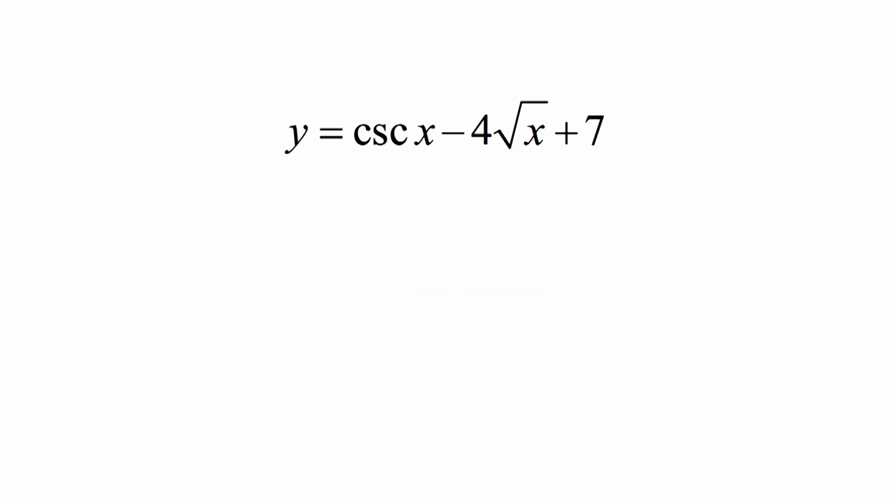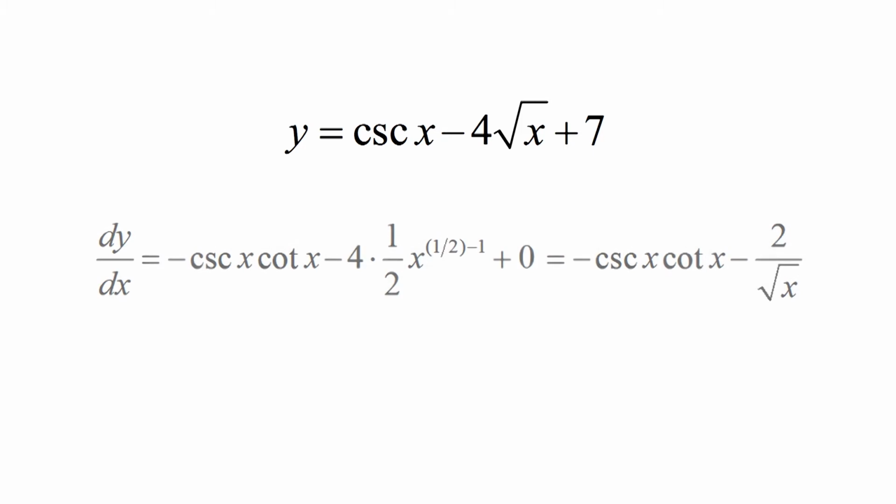As another example, the derivative of y equal to cosec x minus 4 root x plus 7 with respect to x is dy by dx equal to minus cosec x cot x minus 4 into 1 by 2 into x to the power 1 by 2 minus 1 plus 0, same as minus cosec x cot x minus 2 by root x.